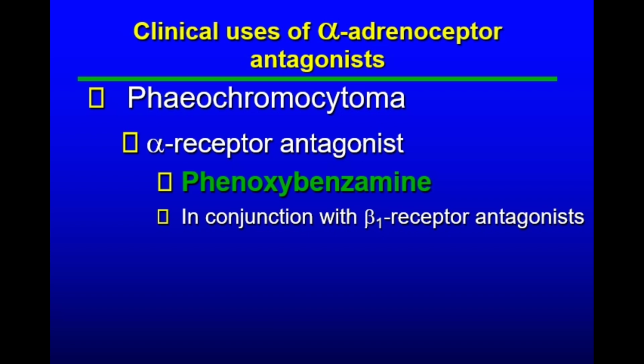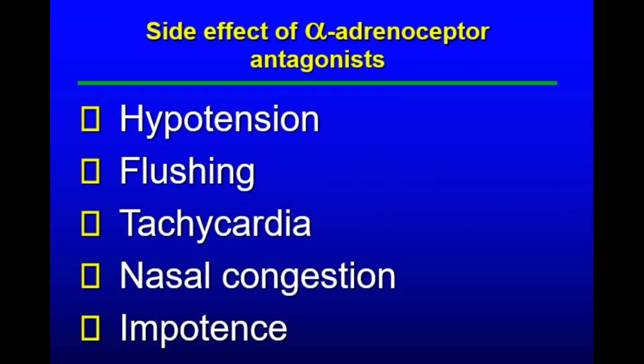Unwanted effects of alpha-adrenoceptor antagonists are associated with vasodilatation or postural hypotension, as I described, skin flushing, tachycardia, especially reflex tachycardia, nasal congestion, and impotence.